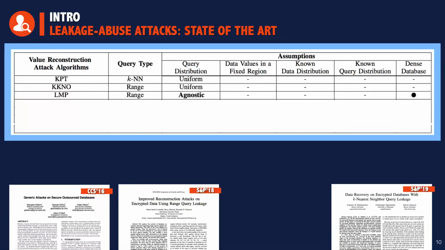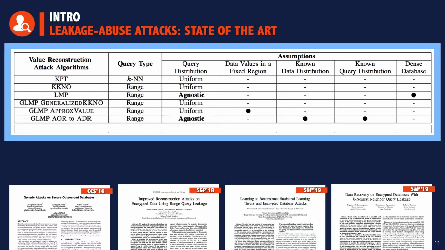Lacharité et al. presented in S&P 2018 an attack on range queries without the uniformity assumption, but their technique crucially relies on the assumption that the database is dense. This means that for every possible value, there exists at least one record with this value. It is unclear whether this density assumption is common in practice though.